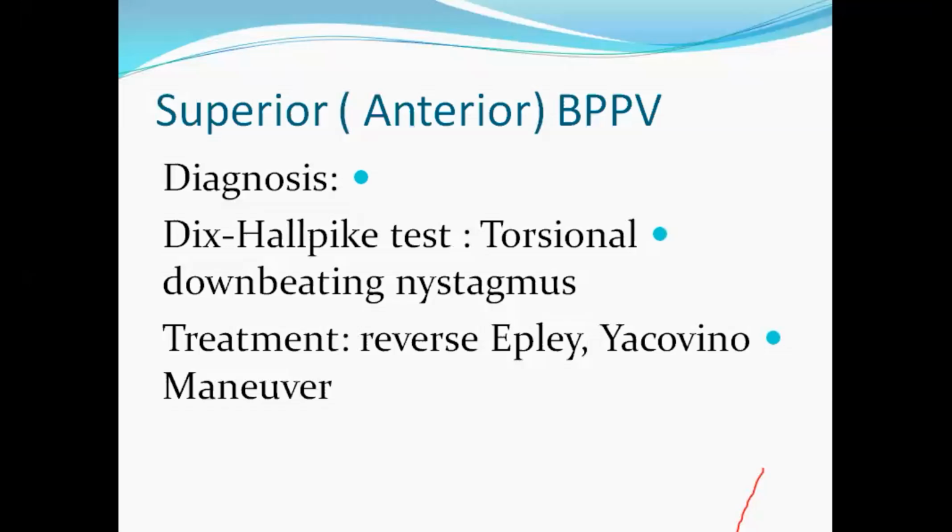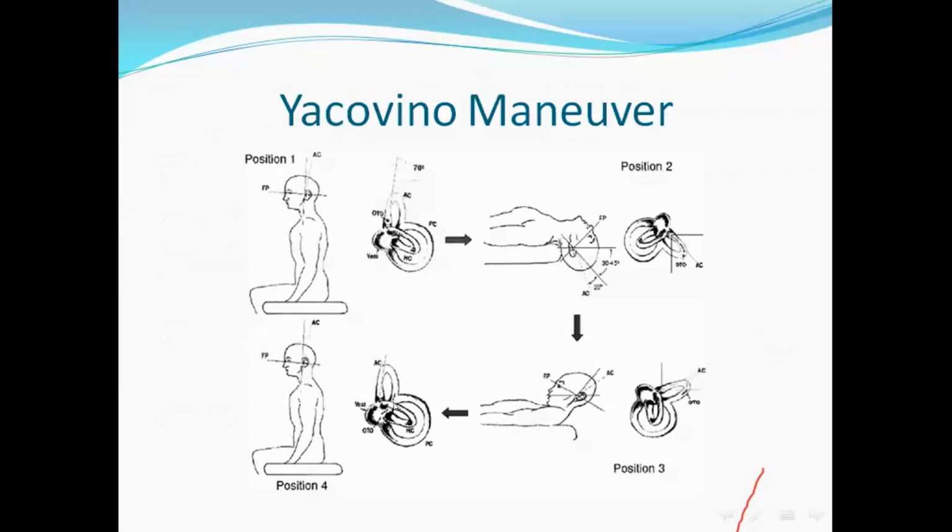Once you diagnose anterior canal BPPV, you will do either the reverse Epley maneuver or the Yacovino maneuver. If the patient doesn't respond to these treatments, of course, downbeating nystagmus needs investigation. The patient will need an MRI and a work-up to rule out central causes.